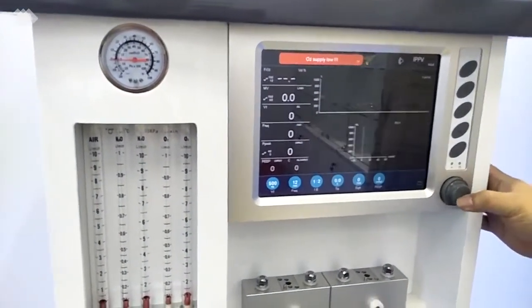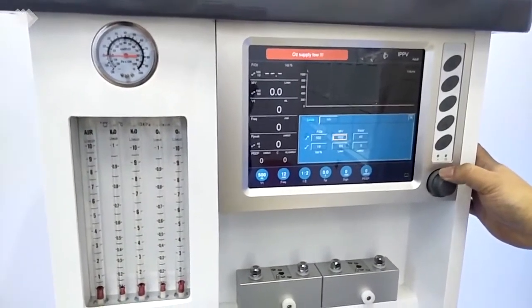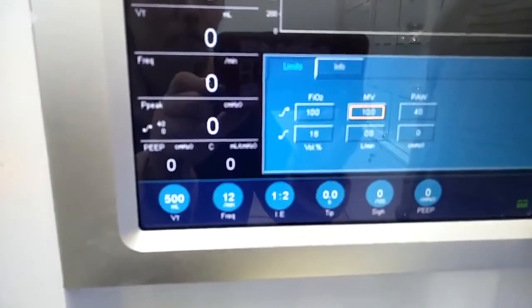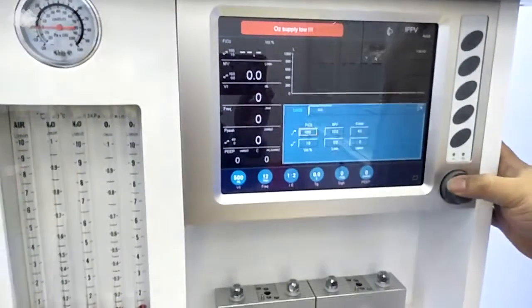Very easy. The fourth button here is also for the alarm. The first one will be the limits. The limits here are for the oxygen concentration, minute volume, and also the pressure. And for the upper limit and lower limit, you can change both.